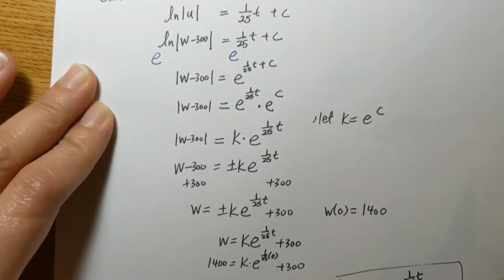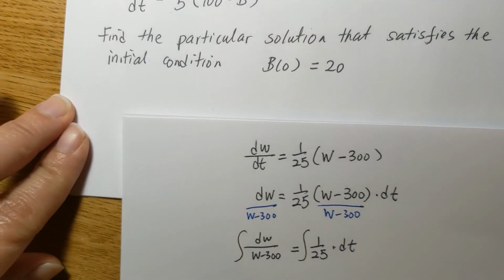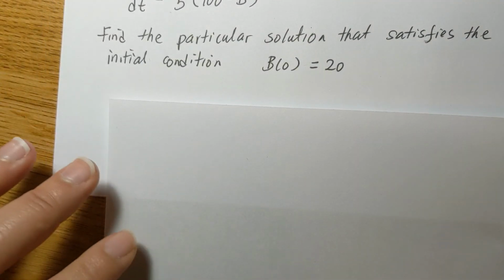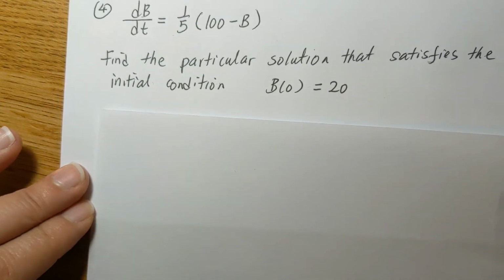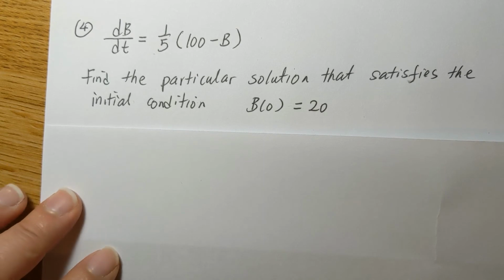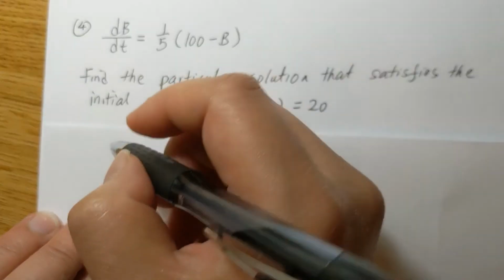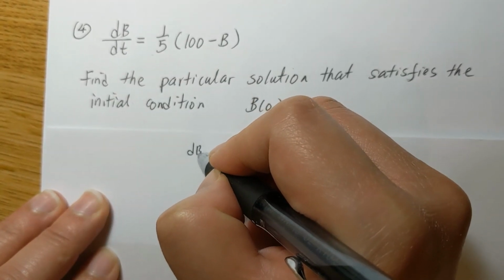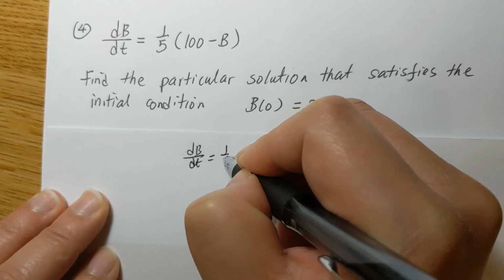Now let's go to question number 4. Okay, number 4. So we have 5 minutes before we get cut off. So we got dB over dt equal to 1/5.